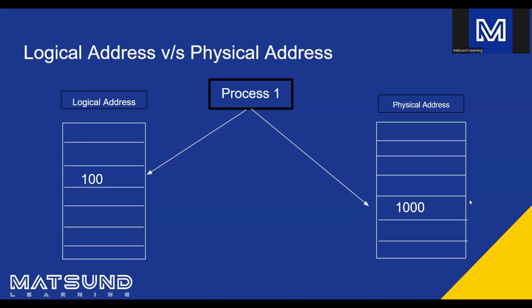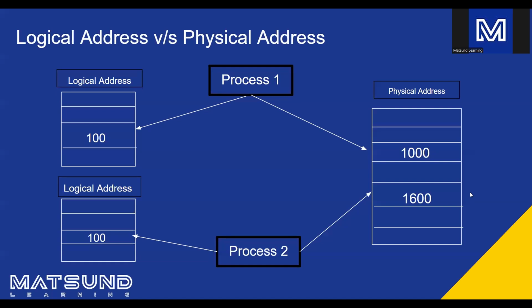The physical address is 1000 on the right. In reality, the memory is stored in a different location in the system's physical memory. In this case, the logical address 100 is mapped to physical address 1000 by the memory management unit. In short, whenever the process needs to access the data at logical address 100, the MMU translates this address to the physical memory location at 1000, making the memory access possible.